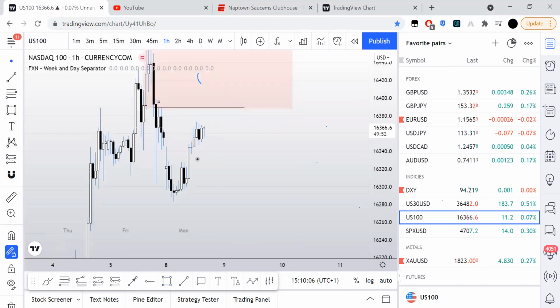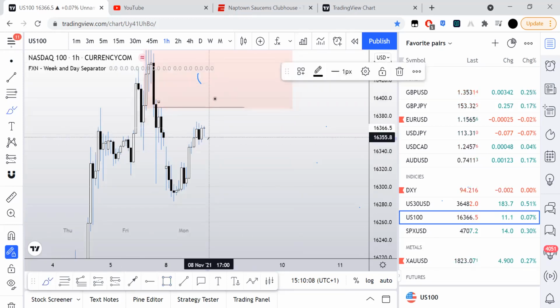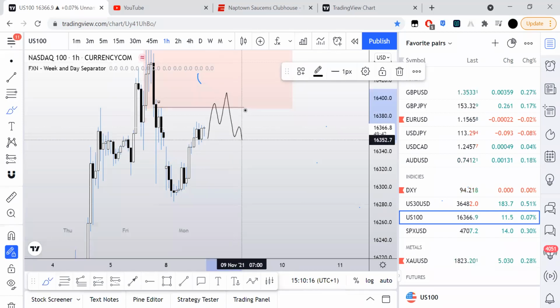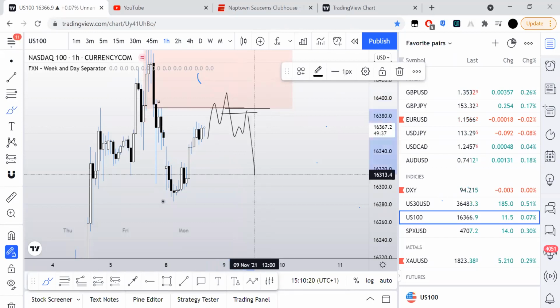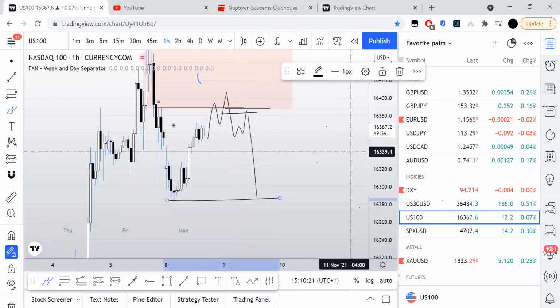I want to see price come into this supply area and then give an entry model or something to show me that it wants to go lower, that it is respecting this area, and then the target is lower. But this is what I want to see.